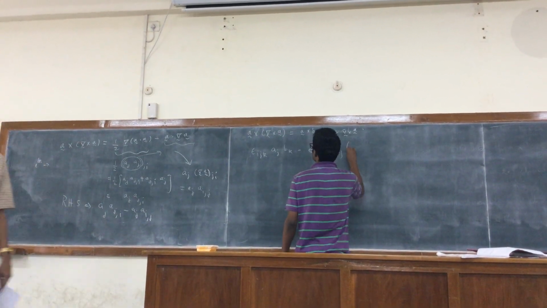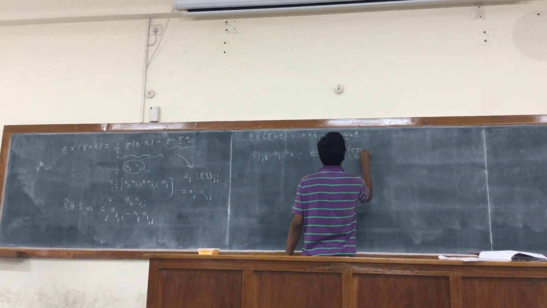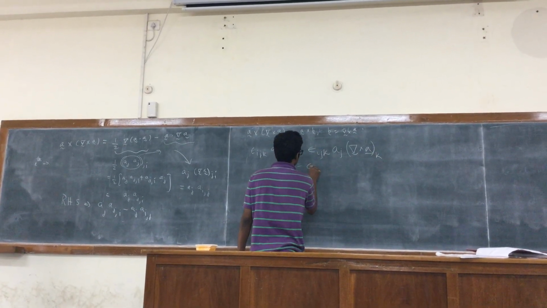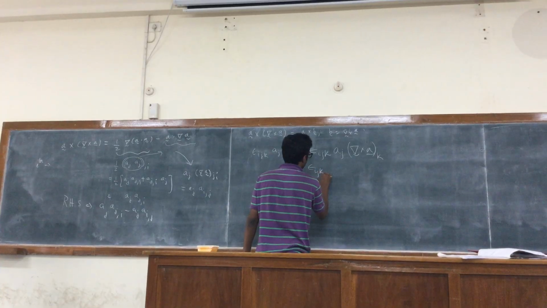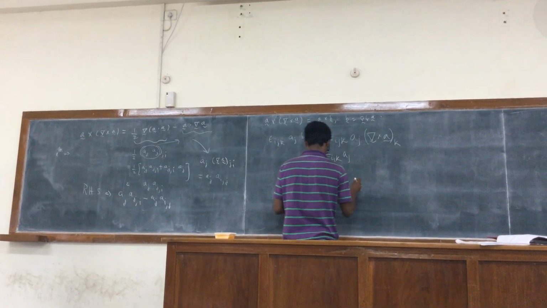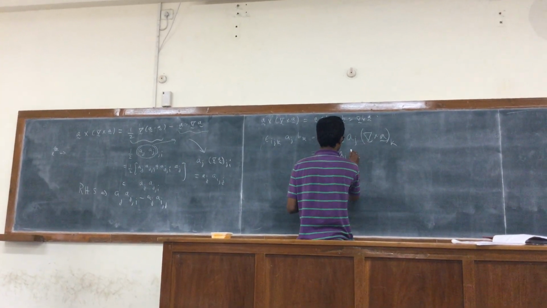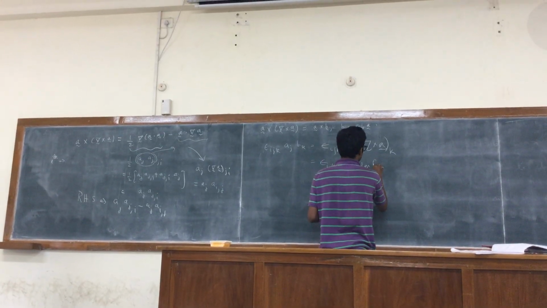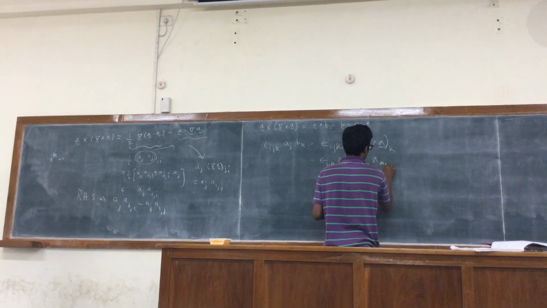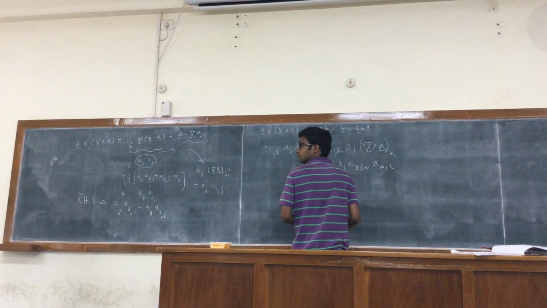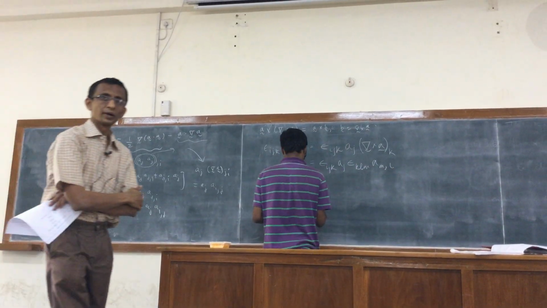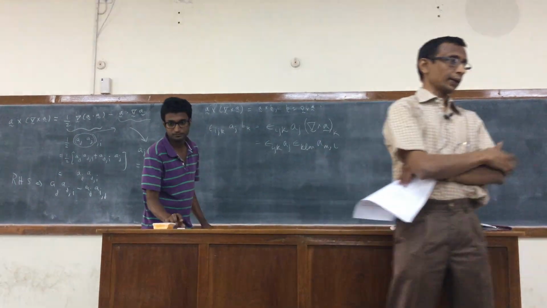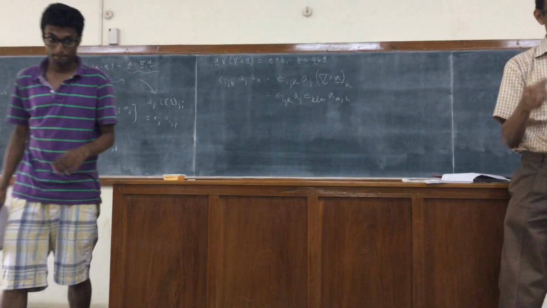Kth component. So that would be epsilon klm a_m, comma l. Yes, fine. So now we have an expression for epsilon ijk epsilon klm. That's directly given in the assignment sheet.